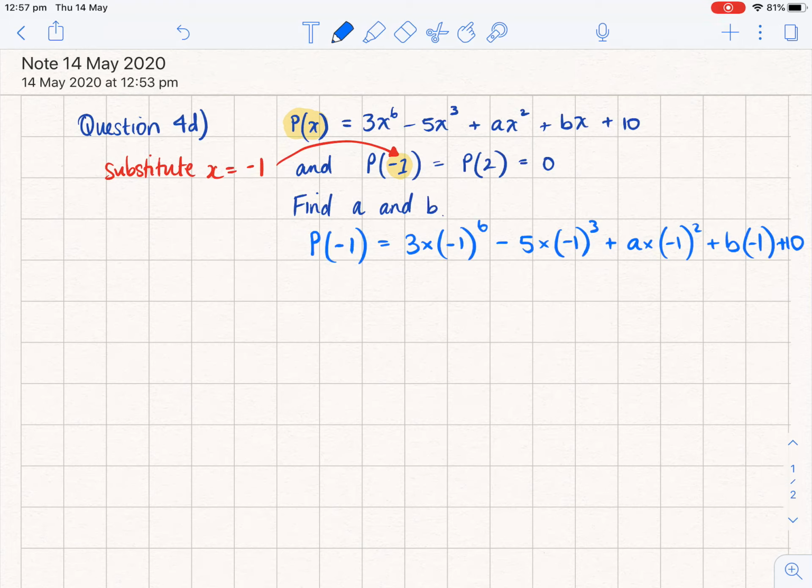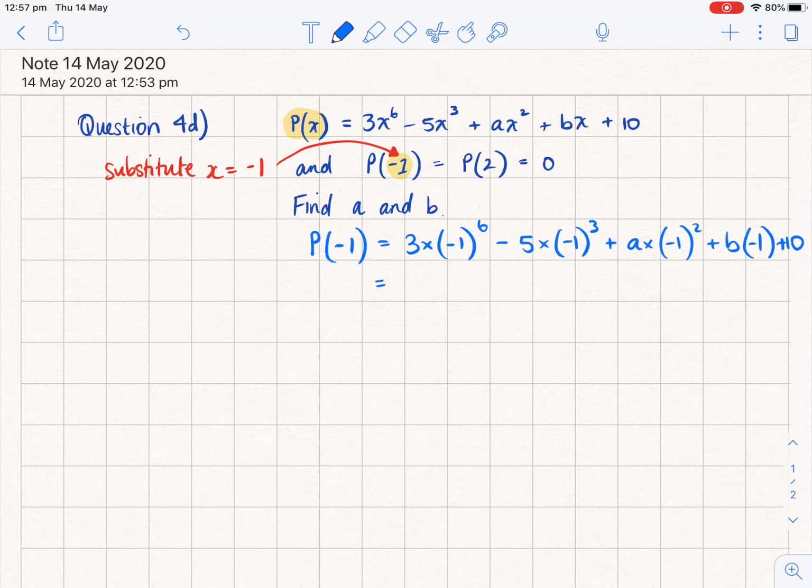Now I try to leave what I'm substituting in brackets just so it stands out and makes it a little bit easier. Not required, but it's a simple tip to make sure you don't lose track of your negative signs. It's really common to make mistakes with negatives and positives, so that's a simple technique to try and avoid that from happening. Now, if I have a negative number to an even power, it'll be a +1. And if I have a negative value to an odd power, it will become a -1.